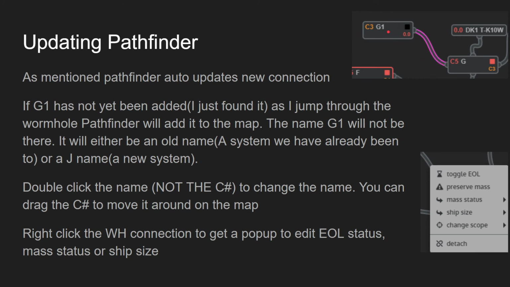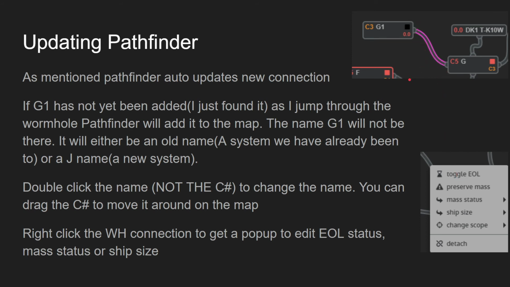What do I have to do now? I have to update Pathfinder by double-clicking the name and giving it the appropriate alphanumeric name. I also have to right-click, which will give me this prompt, right-click the connection and put the ship size and any mass status information, any EOL information. This purple, by the way, means that that line is EOL.